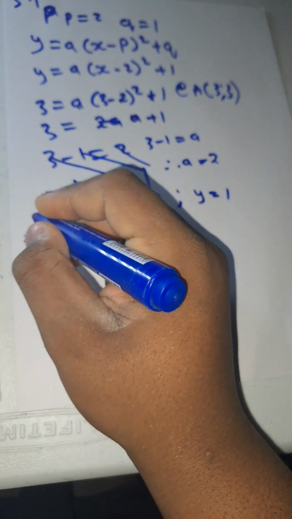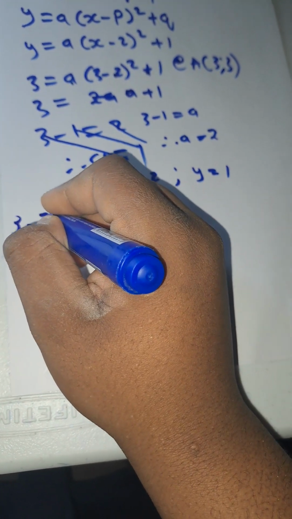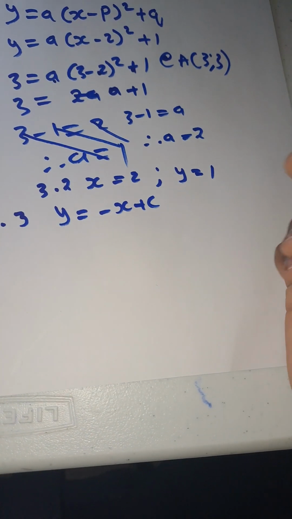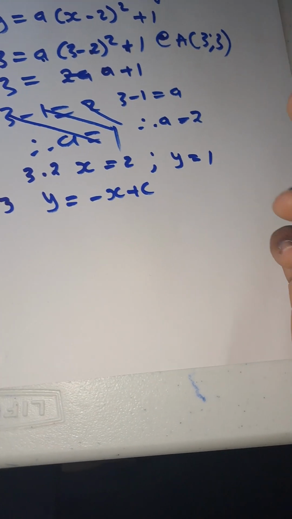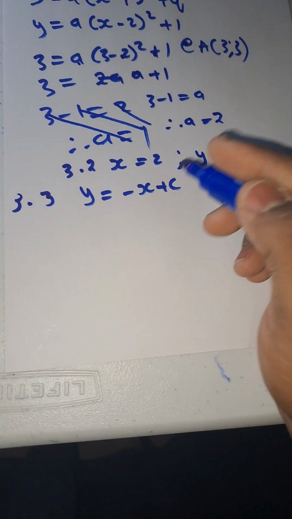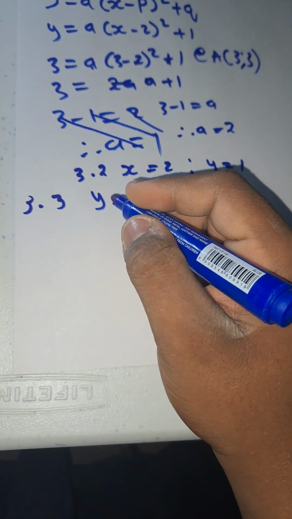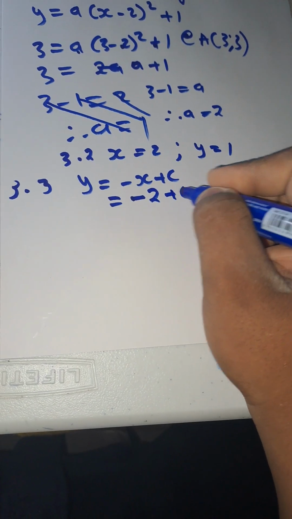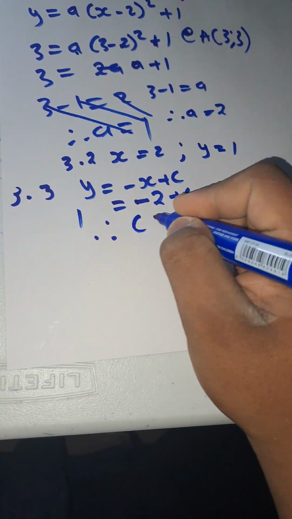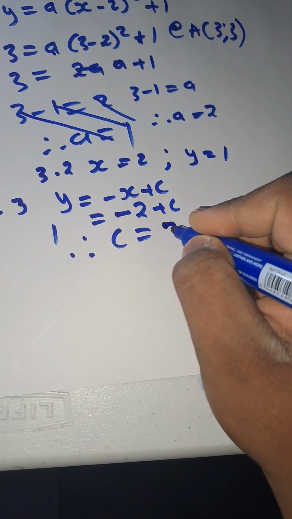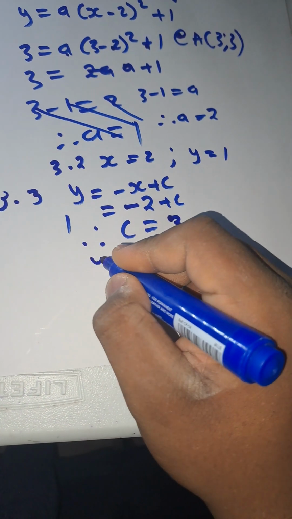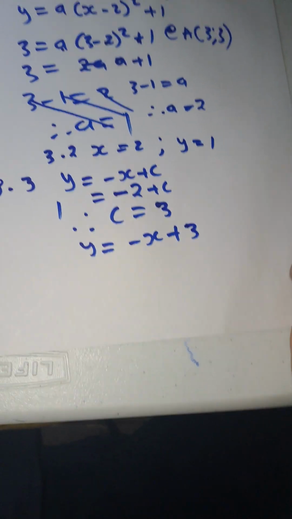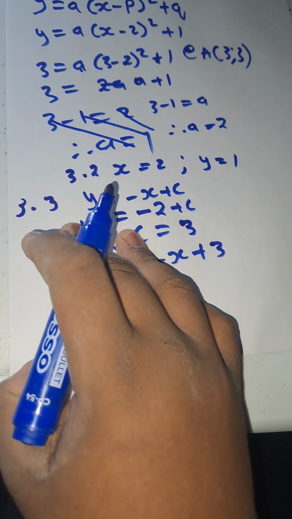So now 3.3: y is equal to minus x plus c. To finish things, I can choose a point, right? 1 and 2. With that point, but now it is minus, so already I can say 2 equals minus 1 plus c. Therefore, my c is equal to 3. Then my equation will be y is equal to minus x plus 3. See? Simple like that.